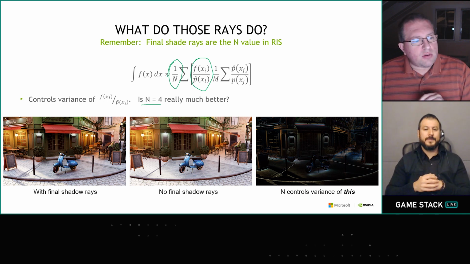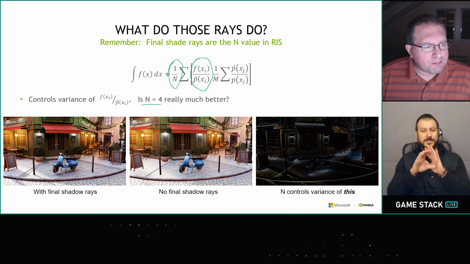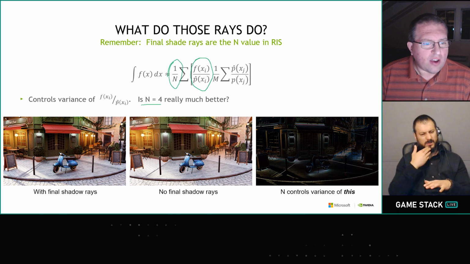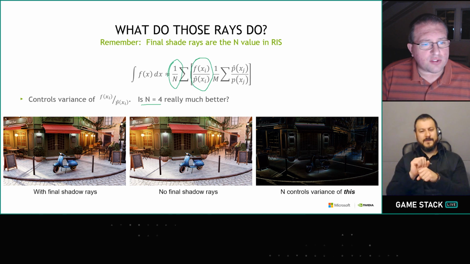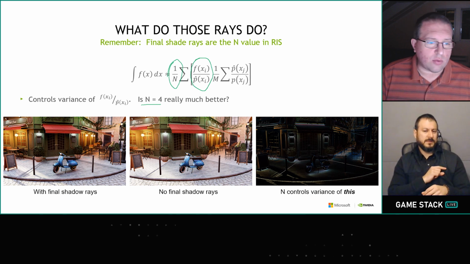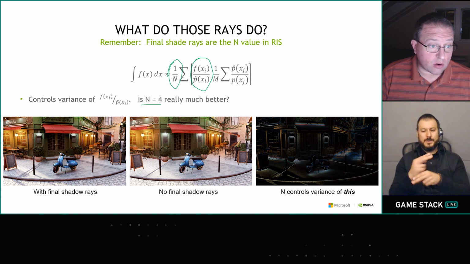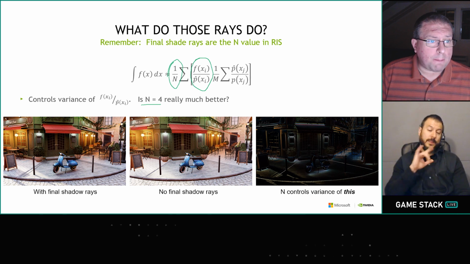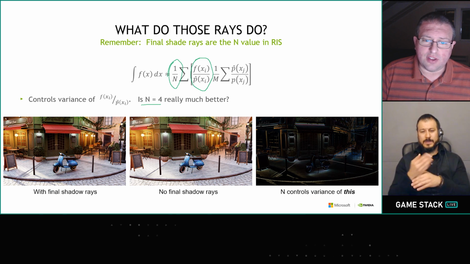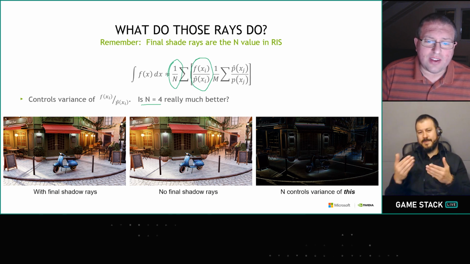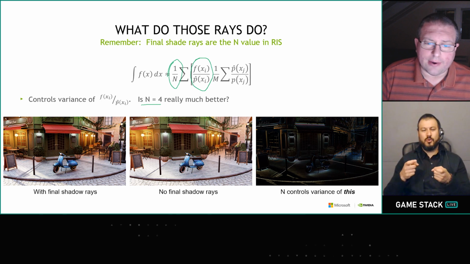So if you look at these images here, the bistro with final shadow rays looks pretty good. Without shadow rays, there's definitely a loss of quality, and so this is equal. This middle one's using n of 0, really. But the delta between these two is only this thing here. And so n controls the variance that you get over here.